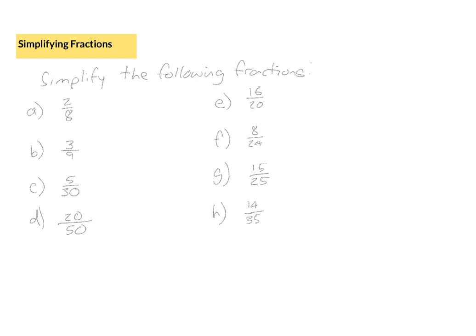We start with simplifying fractions. This is where we find an equivalent fraction where the numerator and the denominator, the top and the bottom, do not share a common factor. Let's look at the first one here.